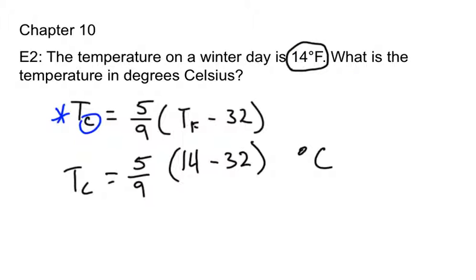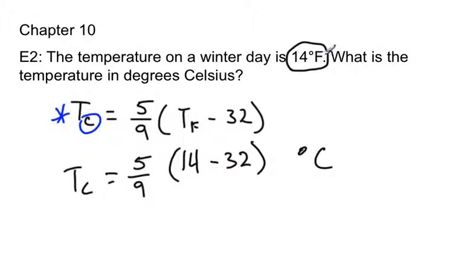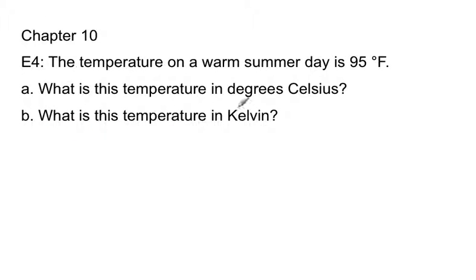Okay, let's do another temperature problem from Chapter 10. The temperature on a warm summer day is 95 degrees Fahrenheit. Okay, so 14 degrees Fahrenheit is cold, so that told you what a cold temperature is in degrees Celsius. Now we're going to find out what a warm day is in degrees Celsius. So 95 is warm. It might be that warm while you're watching this video, since this is a summer class.